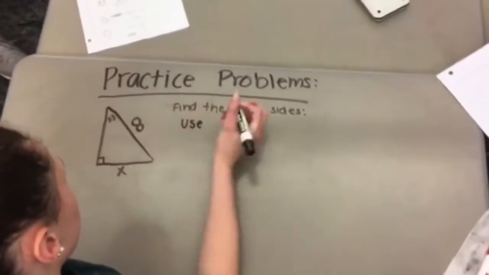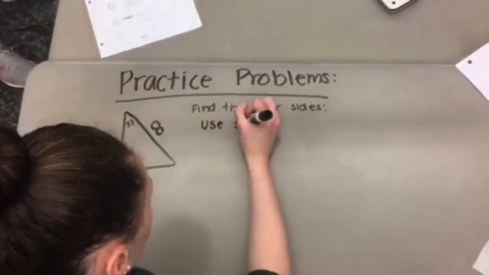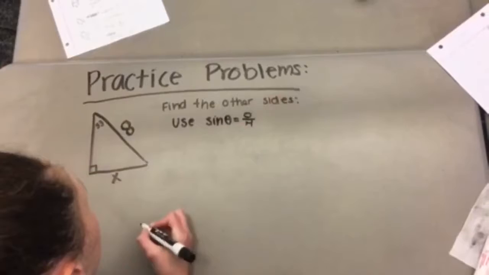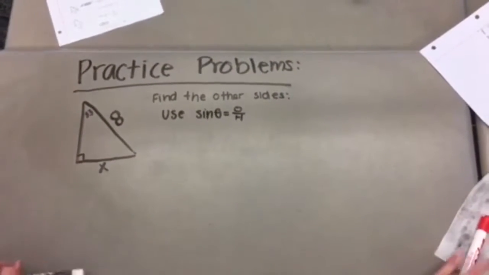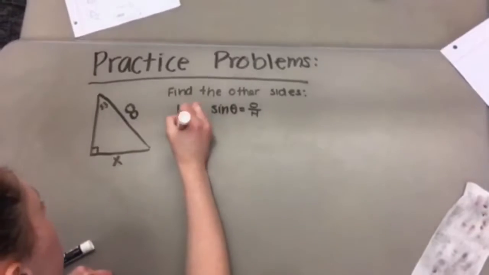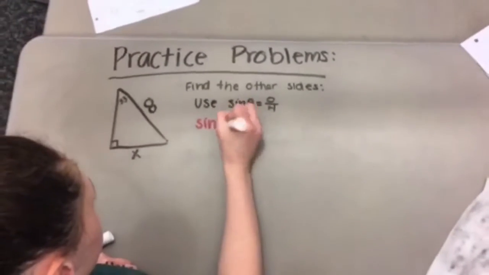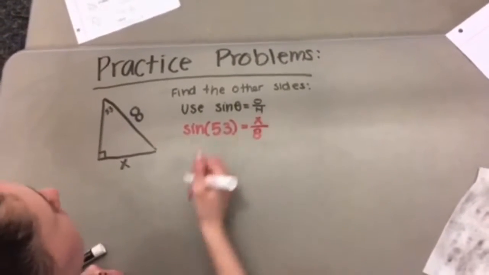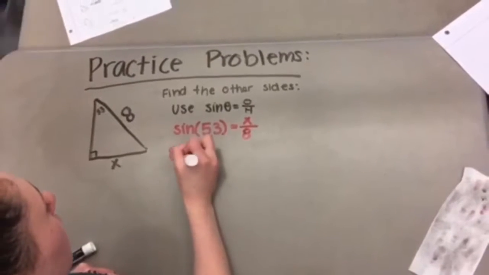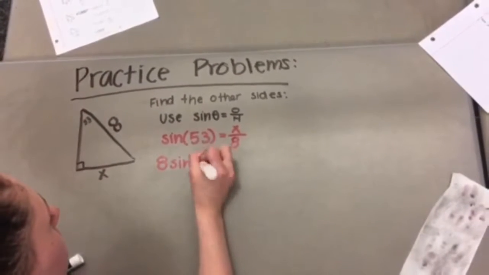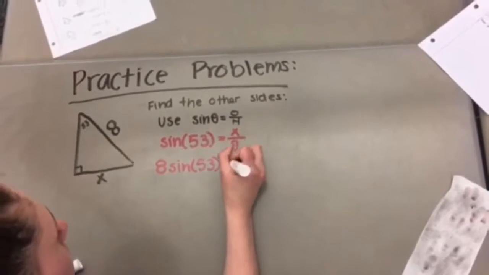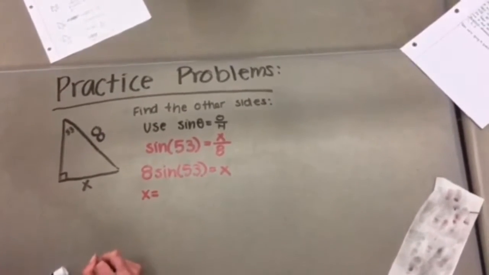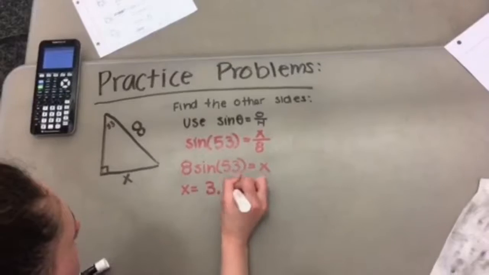Now we will complete some practice problems. We are going to solve for x first and then find the other side. We're going to use sine theta equals opposite over hypotenuse, because x is opposite of the angle and the hypotenuse is given. The angle is 53, so our equation is sine 53 equals x over 8. Since we are solving for x, we multiply 8 over, so it's 8 sine 53 equals x. In order to solve this, you can just plug this into your calculator and you get your answer.